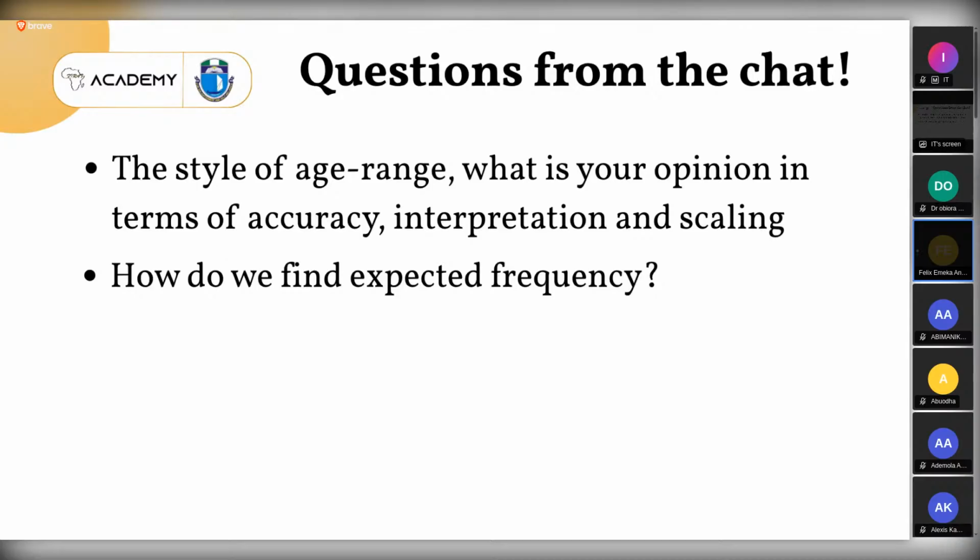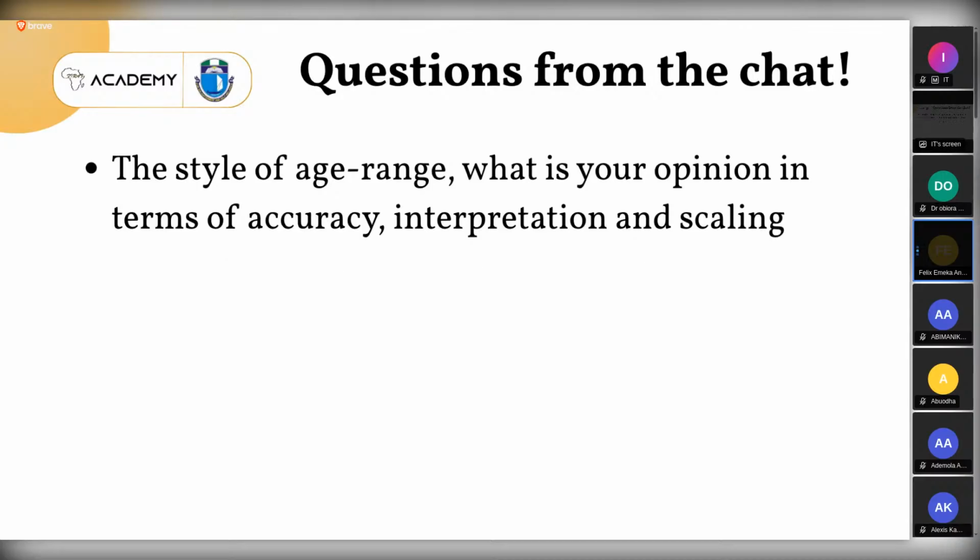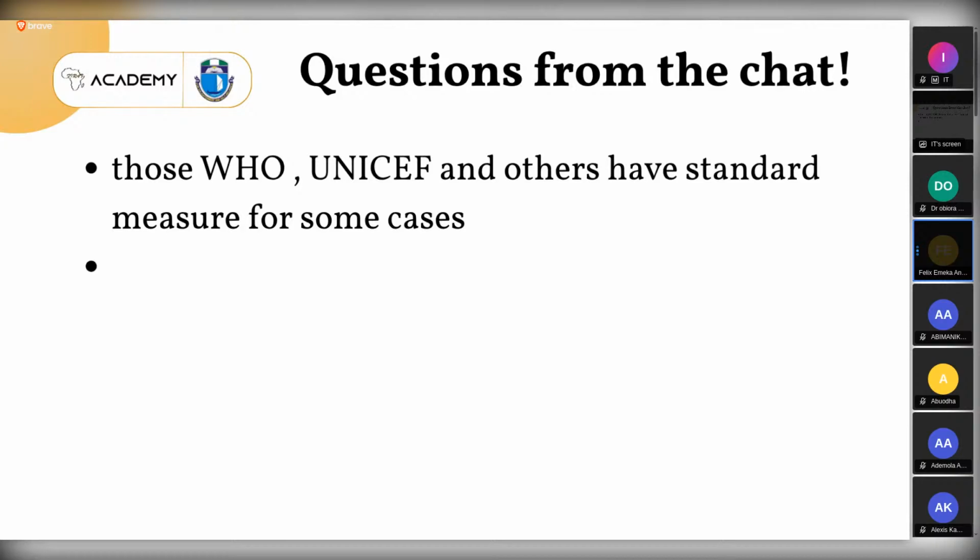I know that sample size is one area that students always struggle with. WHO, UNICEF, and others have standard measures for some cases. Yes, and I said this: anytime you want to do a study, please confirm that there's a validated tool for that. Most of the outcomes you want to measure, WHO already has a validated tool to measure those things. So you don't need to design your own.